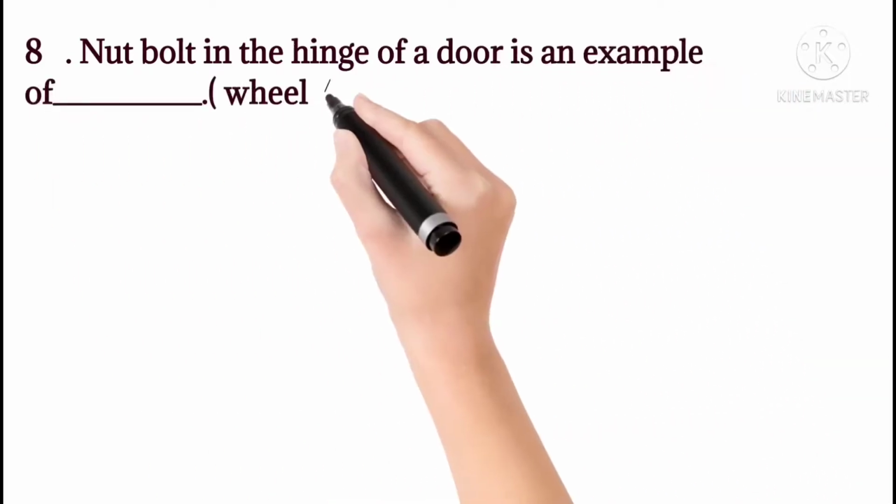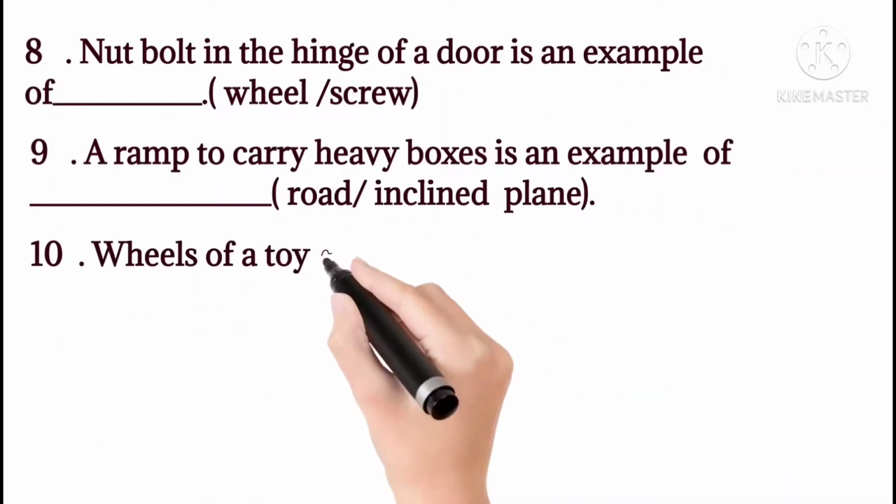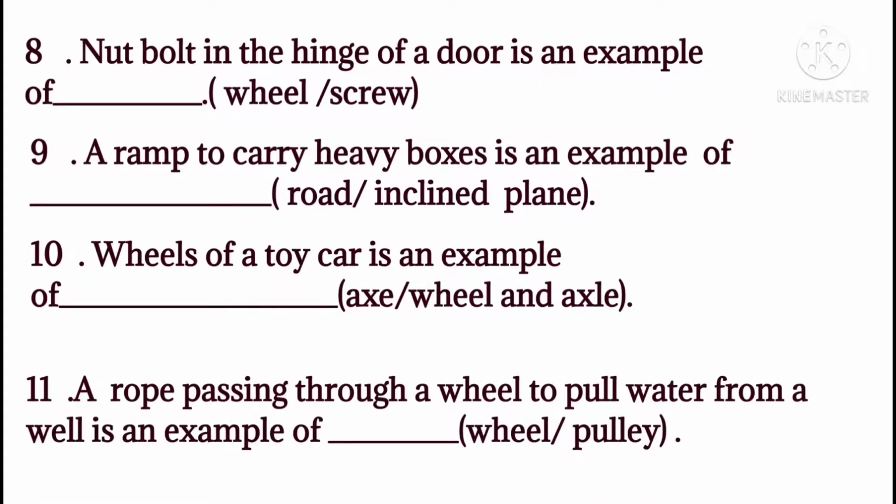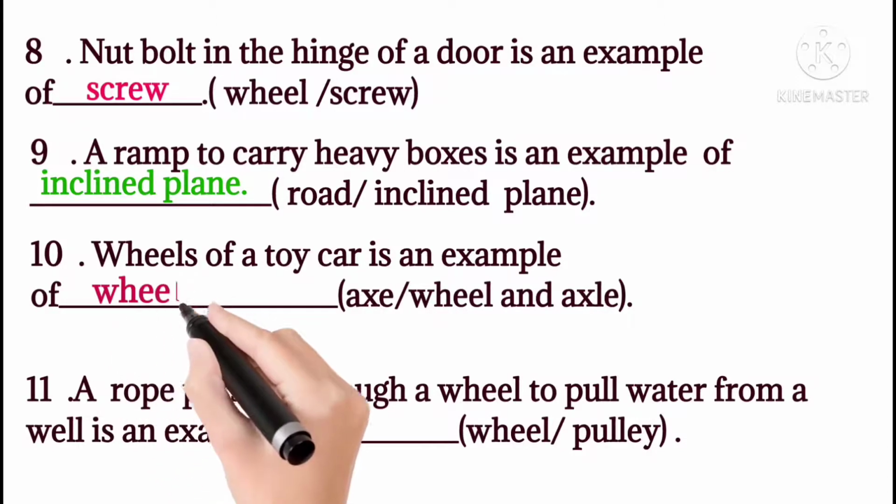Question number 8. Nut bolt in the hinge of a door is an example of dash. In brackets wheel or screw. That is screw. A door knob is a wheel and axle example for wheel and axle. But here the nut bolt in the hinge of a door, that is screw. 9. A ramp to carry heavy boxes is an example of dash, road or inclined plane. That is an inclined plane.